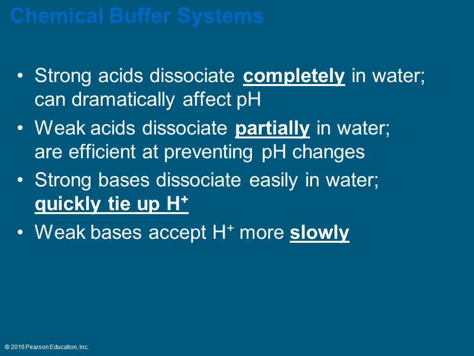Oftentimes, people will talk about strong acids, strong bases, weak bases. It has to do with strong acids and strong bases: do they completely dissociate into the various ions and have a much larger effect on the change of the pH? Weak acids and weak bases will dissociate much slower, only partially, and not have as strong of a change in the pH initially.